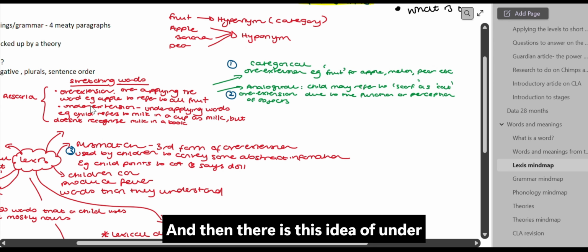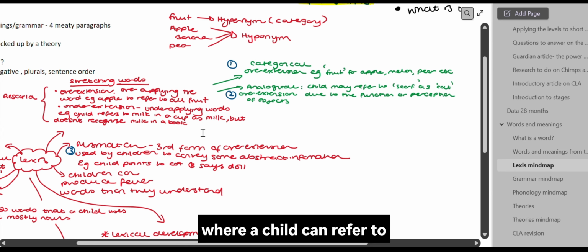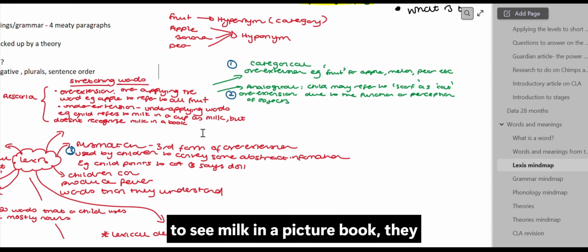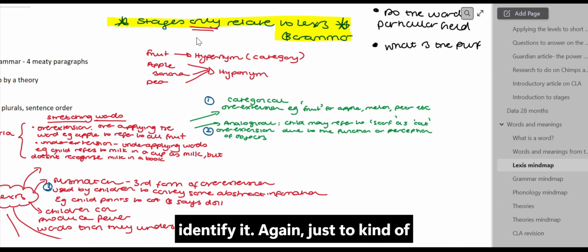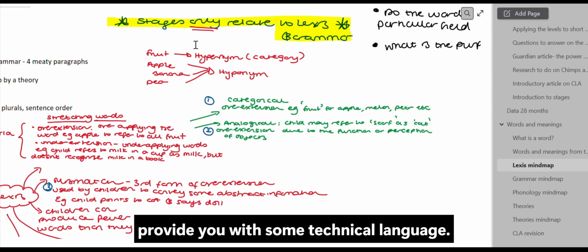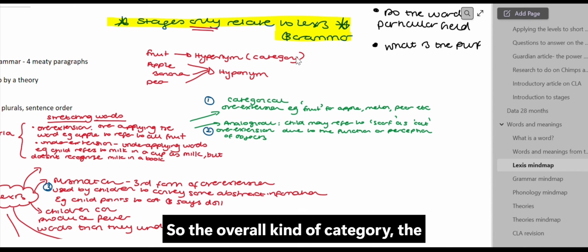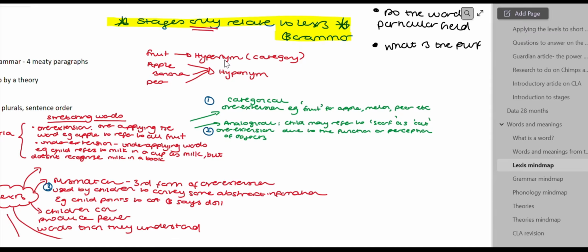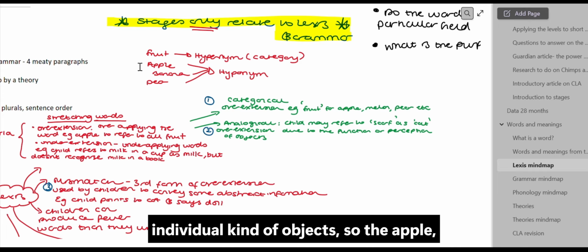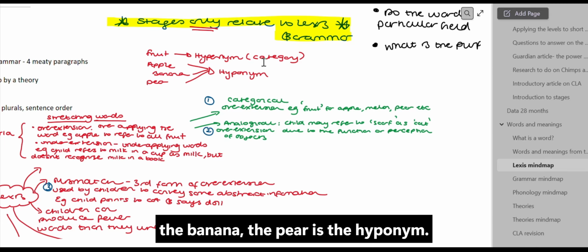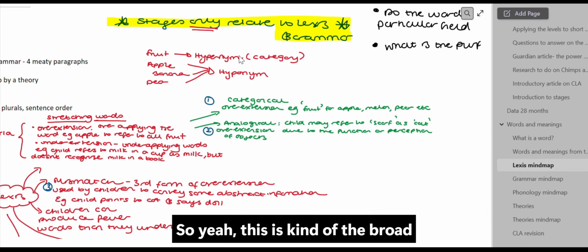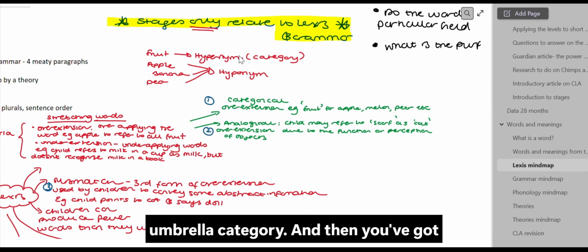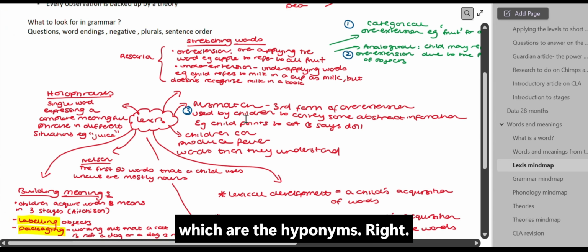And then there is this idea of underextension, which is under applying words, where a child can refer to milk in a cup as milk, but if they were to see milk in a picture book, they wouldn't be able to recognise and identify it. And just to provide you with some technical language, the overall category, the umbrella, which in this case is fruit, is the hypernym. And then the individual objects, so the apple, the banana, the pear, are the hyponyms. So you've got the broad overarching umbrella category, and then the sub-objects in there, which are the hyponyms.